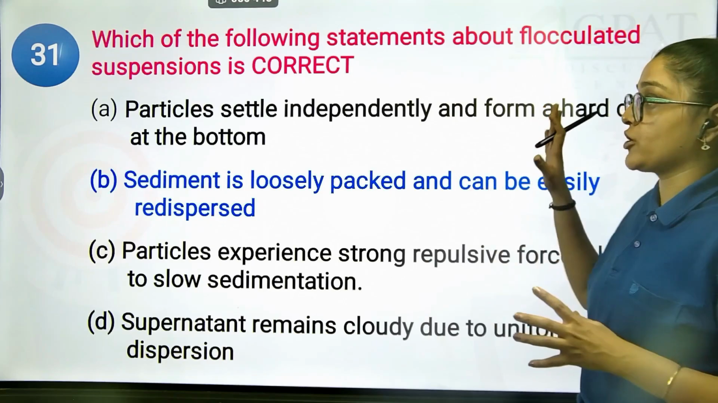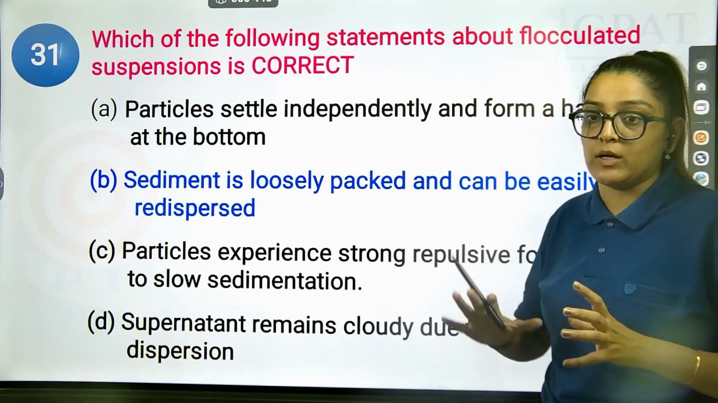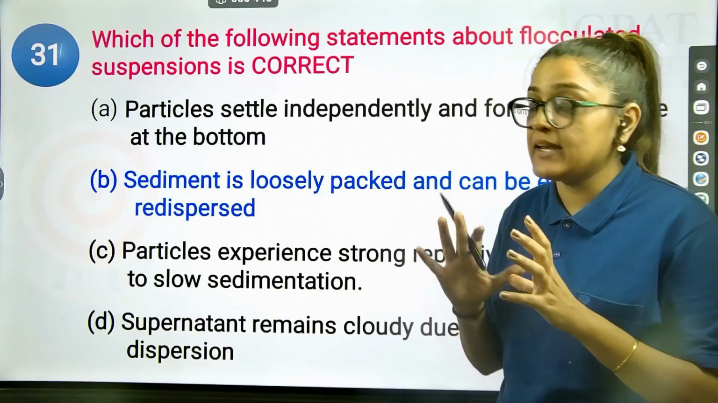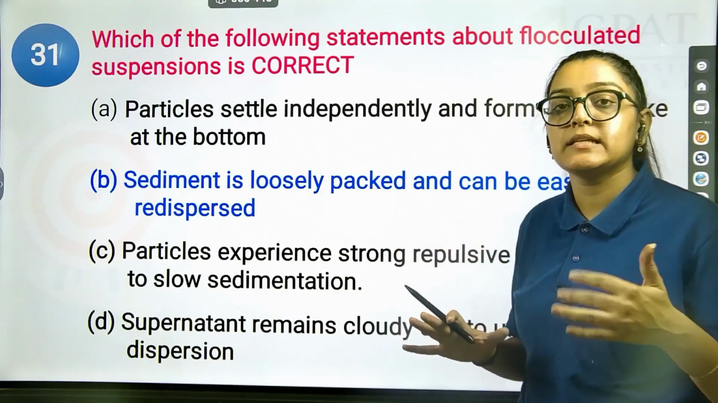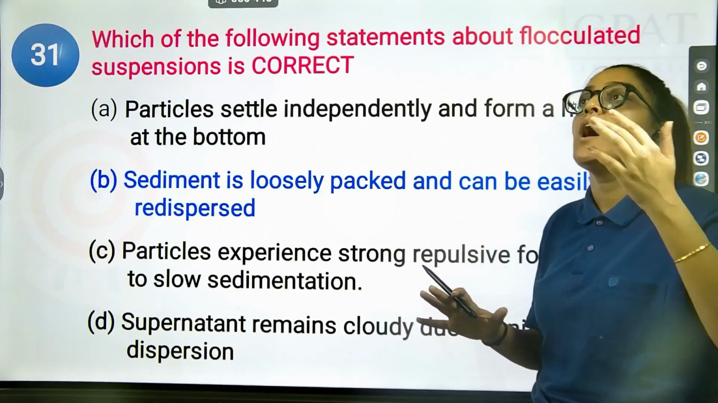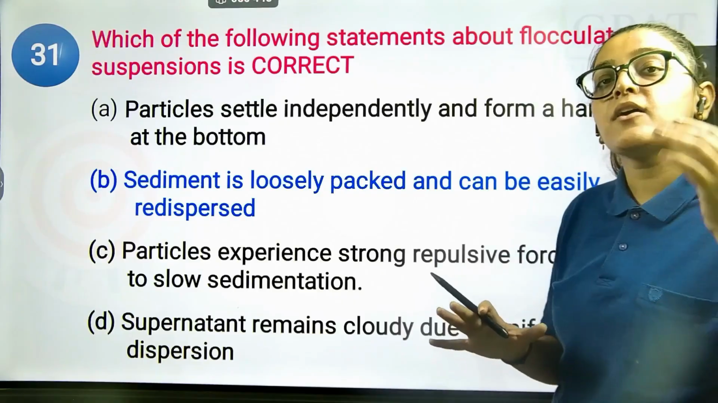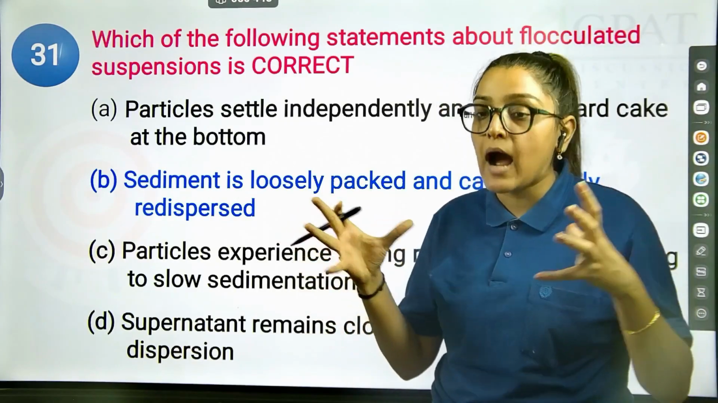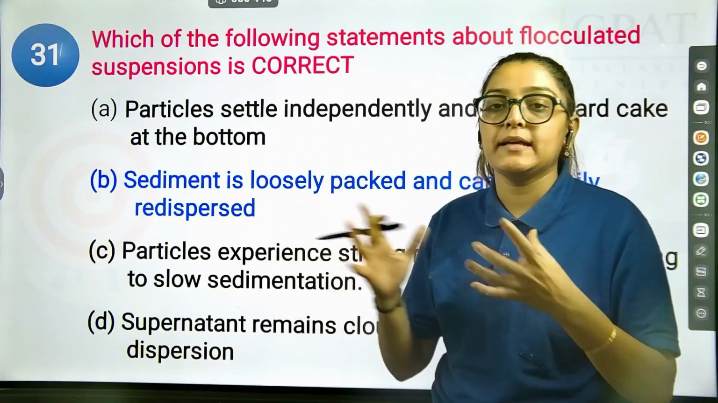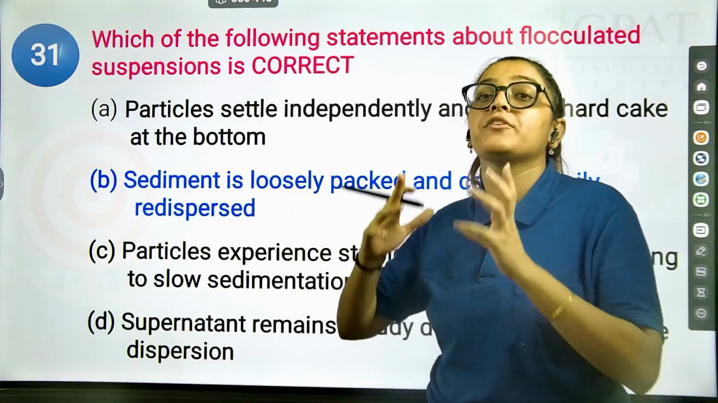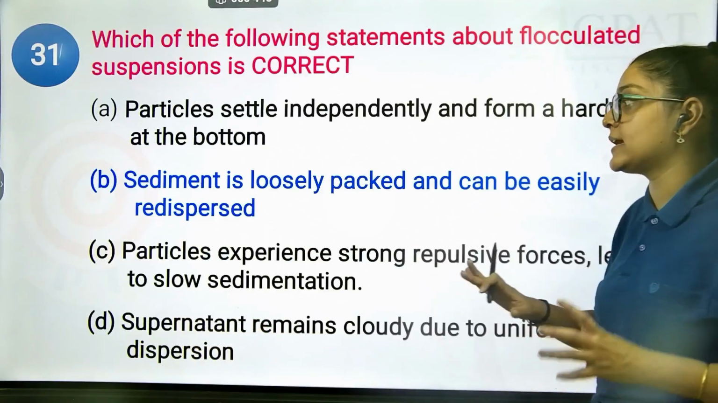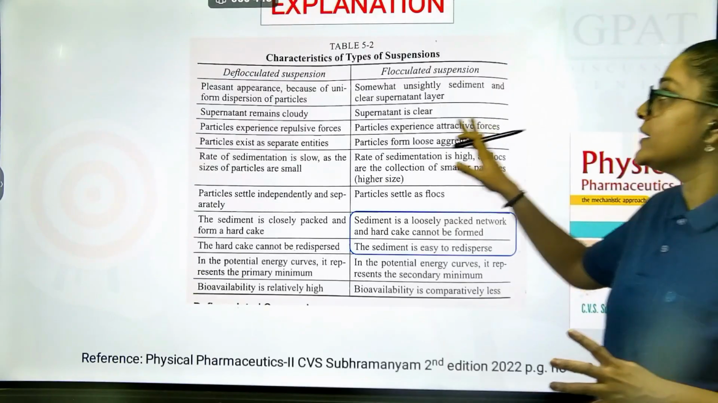So in the flocculation, one thing is clear to us, that sediment is usually very loosely packed and it is easily redispersed. Because if the particles are sedimenting and they form a stronger bond, they form a hard cake, then they will not be easy to redisperse, which is what we see in the deflocculated ones. But in the flocculated ones, they are loosely packed and easy to redisperse, right?